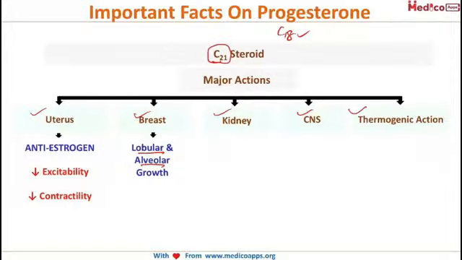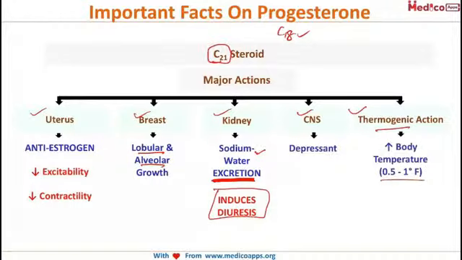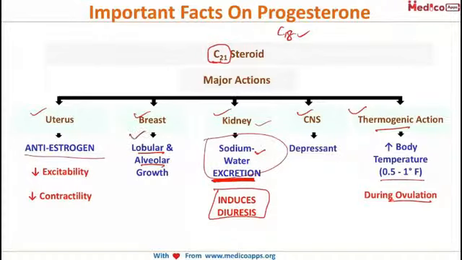The next one, on the kidney, it is opposite to estrogen. It causes sodium and water excretion, okay? Just opposite to estrogen. So, it induces diuresis. Also, it is a CNS depressant, and this is thermogenic. That means it increases the body temperature by half to 1 degree Fahrenheit, that is during ovulation. Okay. So on the uterus it is anti-estrogen, on the kidney it is anti-estrogen. On the breast it causes growth, and CNS causes depression, and thermogenic, that is it increases body temperature, right?